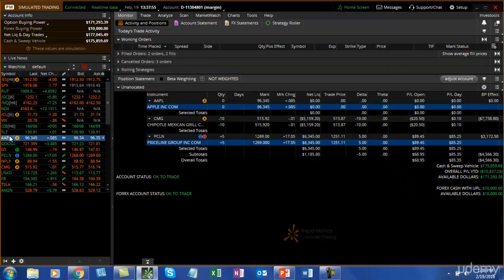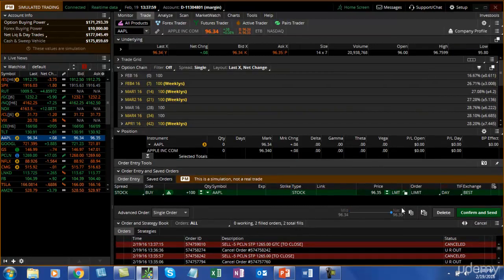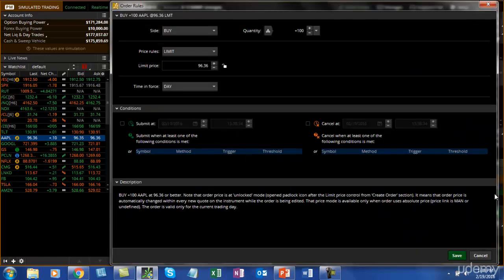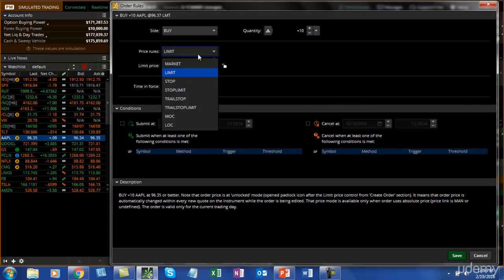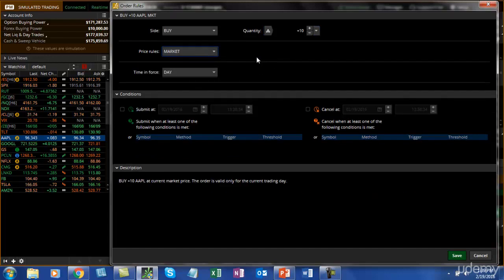Let's say we wanted to buy Apple, and to make it a conditional order, once you click on that gearbox, here you can set your conditions. So here you can say buy, let's say 10 shares. The price rule is a limit order, and you can put your limit price if you want it, or you can make it a market order. Let's make it a market order to keep it simple. And time in force is also day. But here's where you specify your conditions.